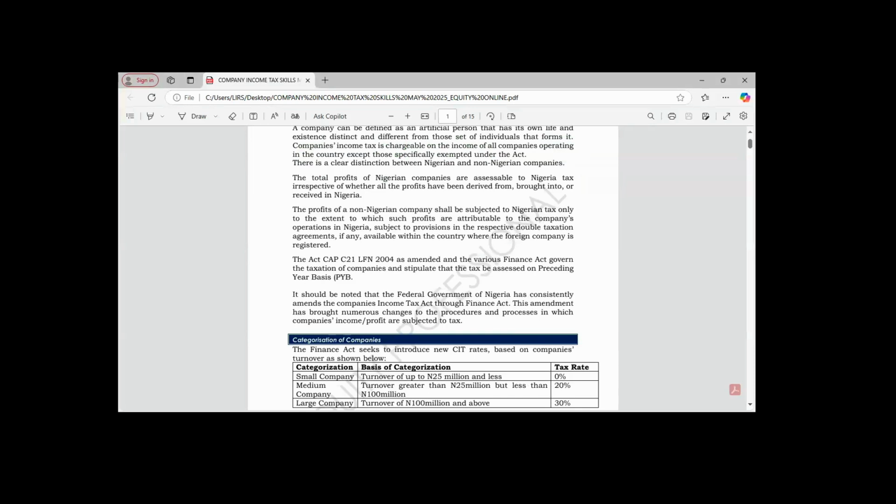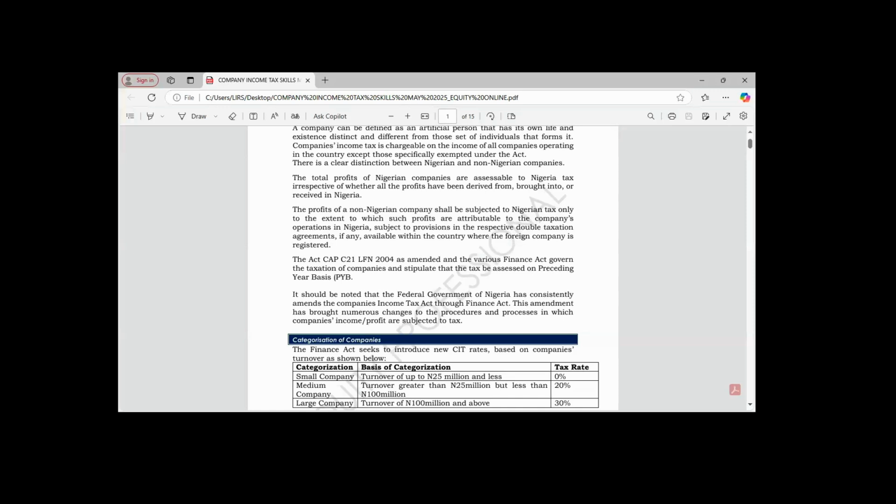Also, where a non-resident company, where the only income they generate are investment income in Nigeria. And basically, most investment income, they are liable to withholding tax. Where the only income they generate in Nigeria are investment income, those income will be regarded as franked investment income.